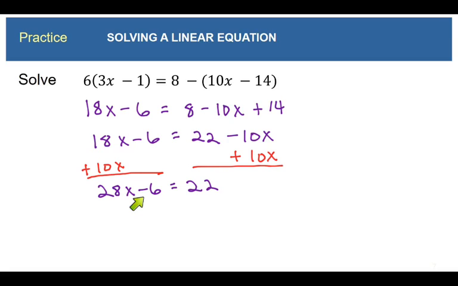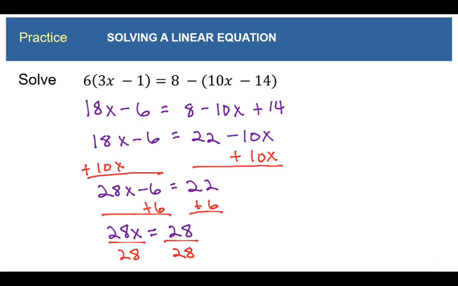And then we'll add 6 to both sides. And that will give us 28x equals 28. Now divide both sides by 28 to isolate the x. And we find that x equals 1.